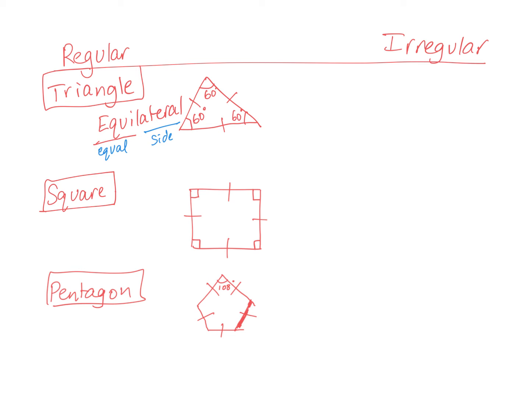Irregular shapes will be anything that's not this. So an irregular triangle could be something like this. Maybe two sides are equal and the third one's not equal, or maybe none of the sides are equal. If two sides of a triangle are equal, it's called an isosceles triangle. If no sides are equal, it's called a scalene triangle. So these are some names you should know as you study geometry.